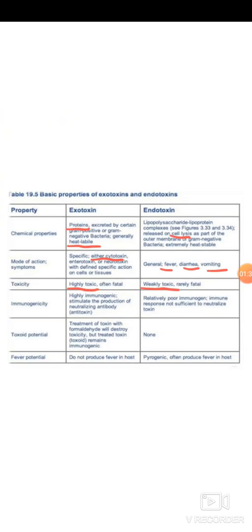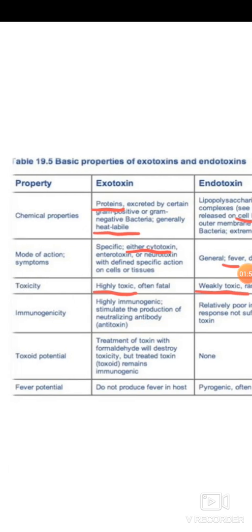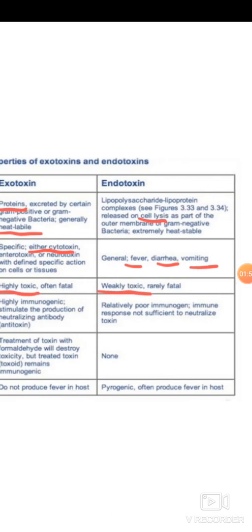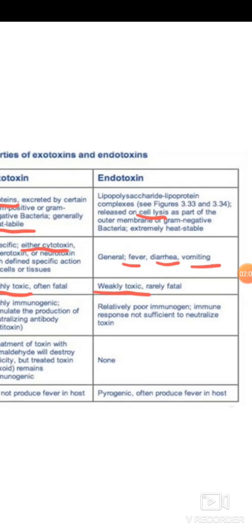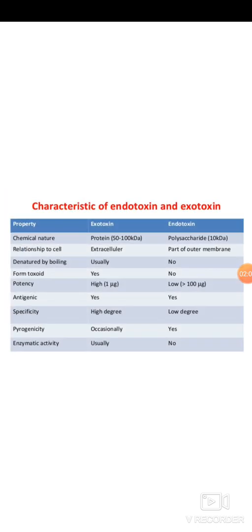Then next is about the toxic potential. The treatment of toxin with formaldehyde will destroy the toxicity, but the treated toxin, the toxoid, remains immunogenic. Then in case of exotoxin, the fever potential: it will not produce fever, but as I already told, the endotoxin is a pyrogenic substance that produces fever in the host cell. Then some other characteristics of the endotoxin and exotoxin.